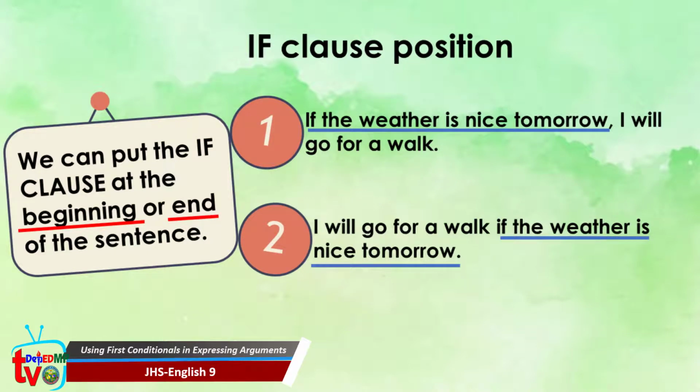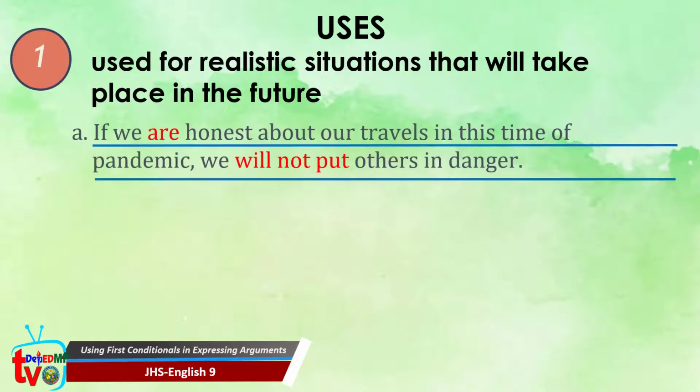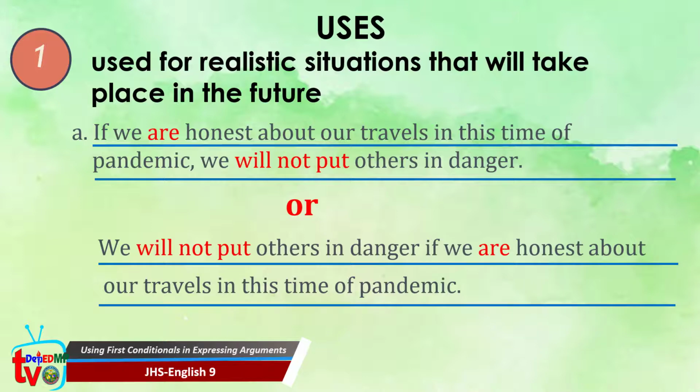To complete our journey in understanding first conditionals, let's answer the question, when can we use the first conditionals? First conditionals are used to talk about real conditions or real things which will happen in the future. Here is an example. If we are honest about our travels in this time of pandemic, we will not put others in danger. Or, we will not put others in danger if we are honest about our travels in this time of pandemic. The example obviously is expressing future intentions. It is telling us that this is what will happen if we do this now. Like if we take the example, if we are honest now, then we will not put others in danger in the future.